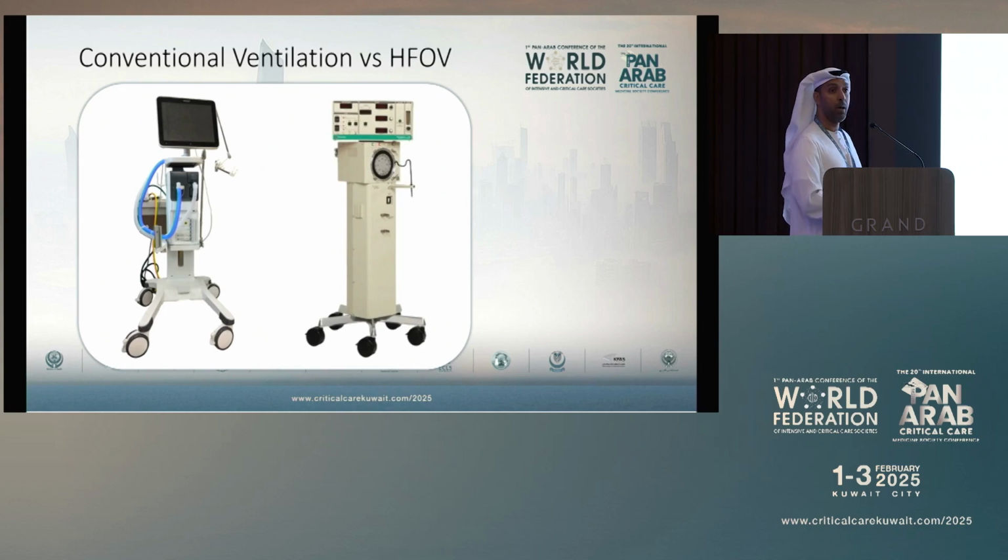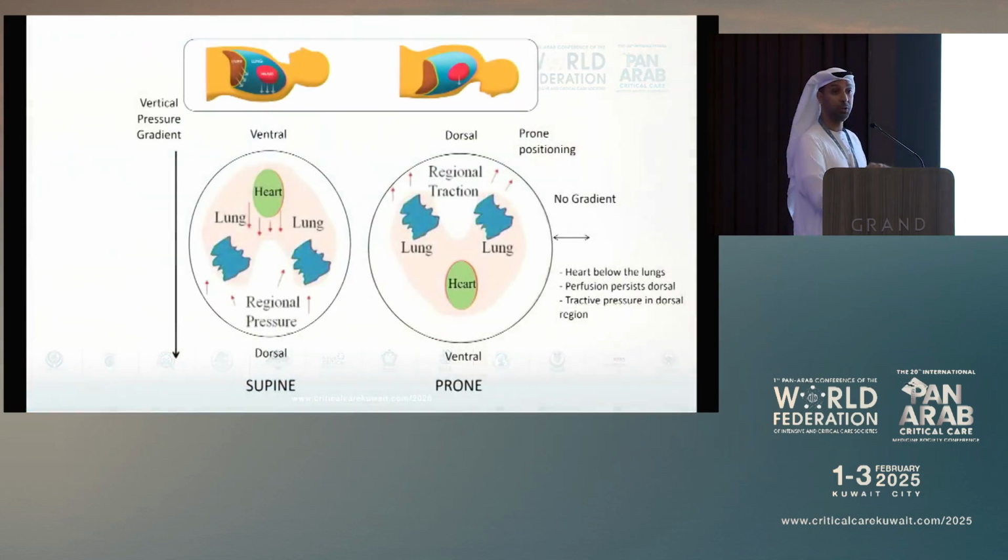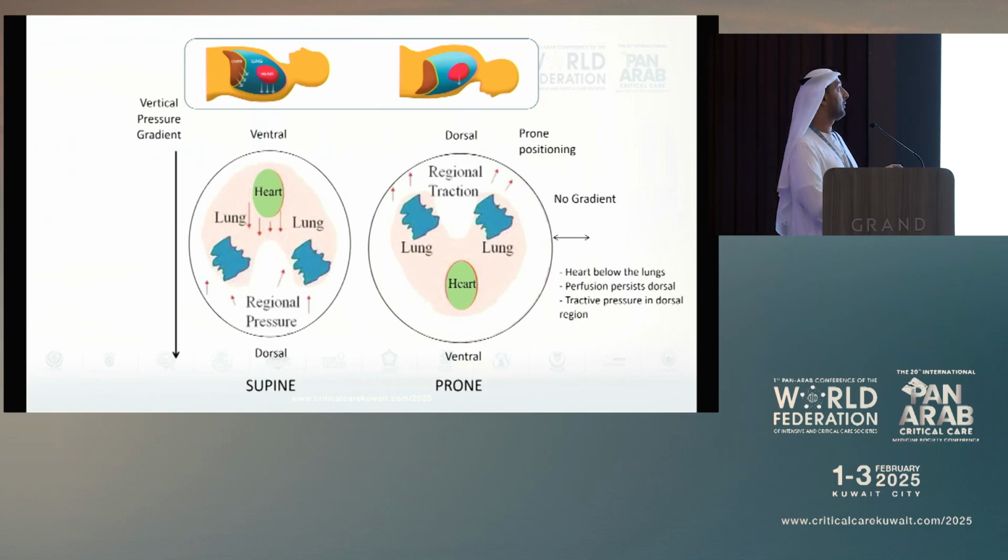So now saturation is 83, PEEP is 12. I don't know in Kuwait or elsewhere what you guys will do. Will you continue conventional ventilation or switch to another machine, high frequency oscillation, for example? Or will you change the position? So this is supine, this is prone, and with prone, some people think that we'll have better ventilation perfusion matching, we'll have less atelectasis, so we'll improve. So which one will you choose? Or will you choose both? Or will you stay with the same thing?